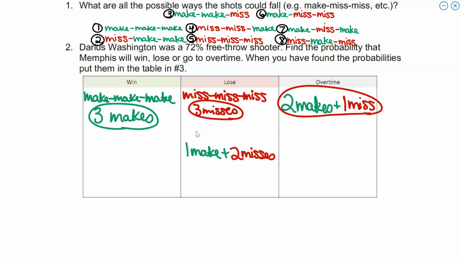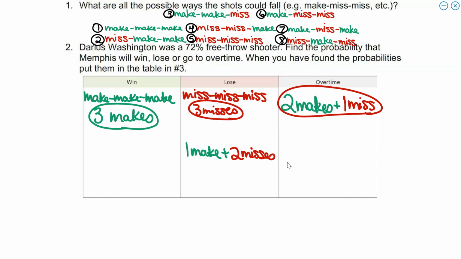Yeah, he makes 1 and misses 2. How many ways did we have of that happening? Where he makes 1 and misses 2. 3 different ways. We had make, miss, miss. We had miss, make, miss. And miss, miss, make. So there are 3 different ways that this could happen. So this would be times 3.